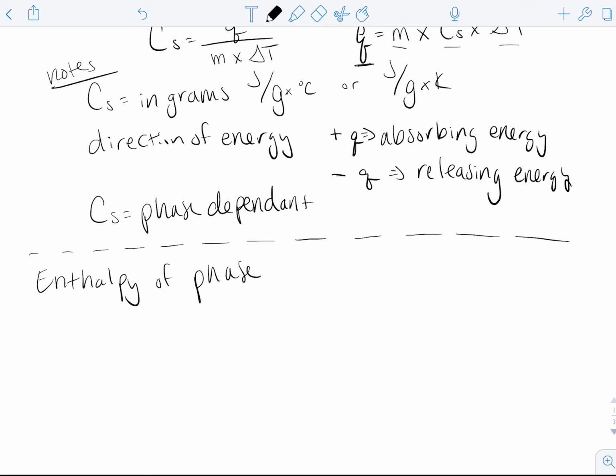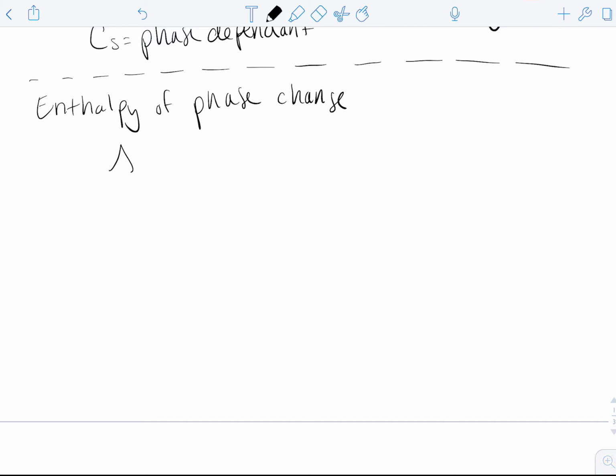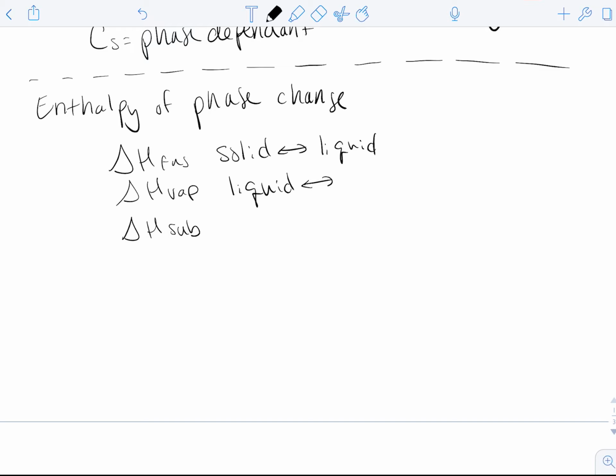So this is what we talked about in a previous lecture video. We have our delta H of fusion, delta H of vaporization, and delta H of sublimation. So this is solid to liquid, liquid to gas, and then solid to gas. Again, we keep in mind our signs, right?